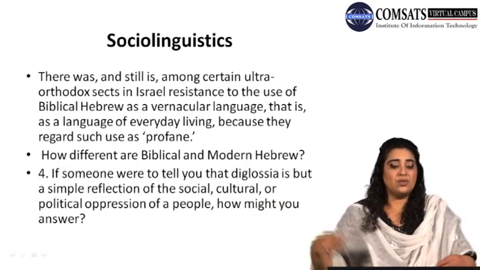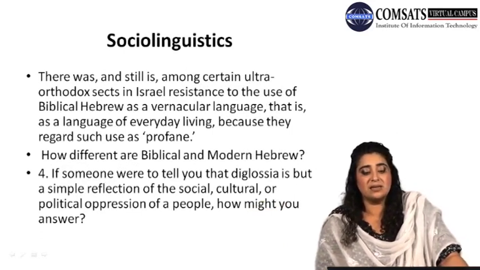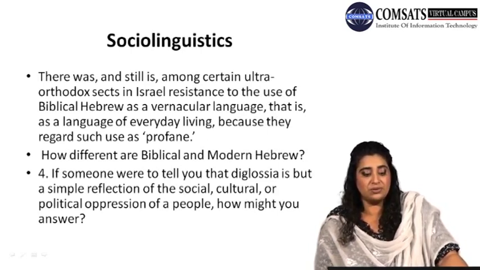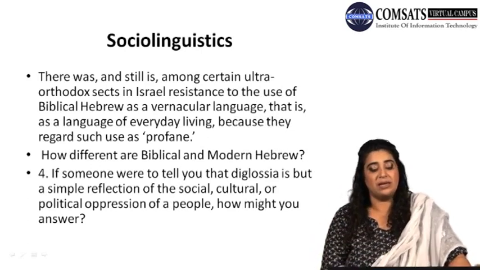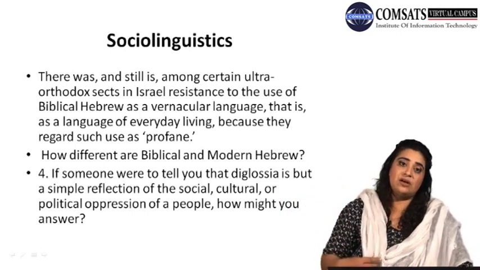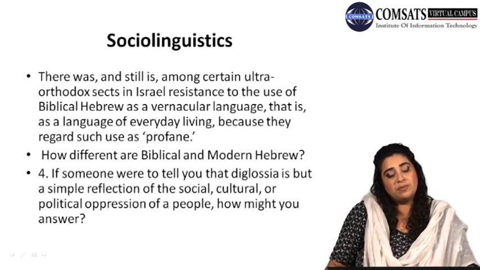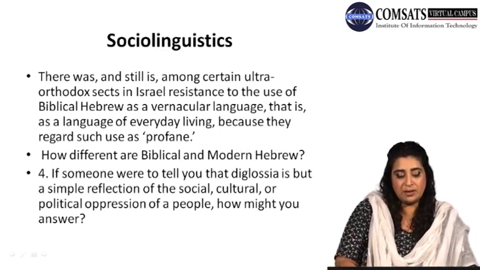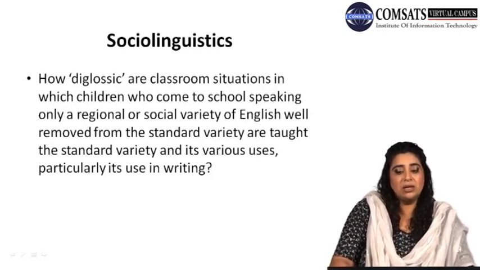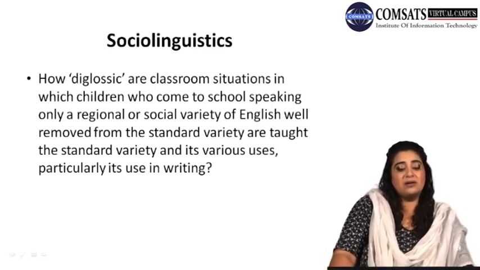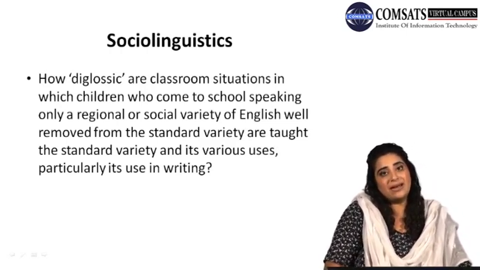Now, there was, and still is, among certain ultra-Orthodox sects in Israel resistance to the use of biblical Hebrew as a vernacular language, that is, as a language for everyday living, because they regard such use as profane. How different are biblical and modern Hebrew? If someone were to tell you that diglossia is but a simple reflection of the social, cultural, or political oppression of a people, how might you answer that? How diglossic are classroom situations in which children who come to school speaking only a regional or social variety of English, well removed from the standard variety, are taught the standard variety and its various uses, particularly in writing?